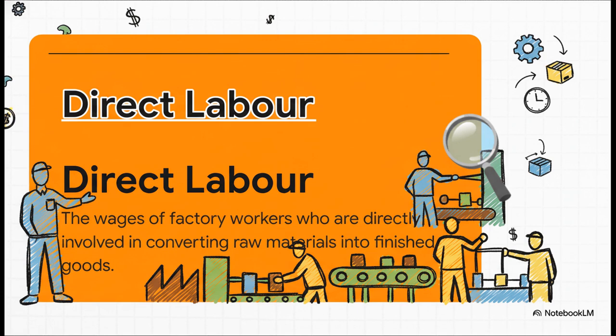Next, there's direct labor. These are the wages you pay to the people who are literally hands-on, the ones physically turning those raw materials into a finished product. We're talking about the person operating the sewing machine or the worker assembling parts on the factory line.